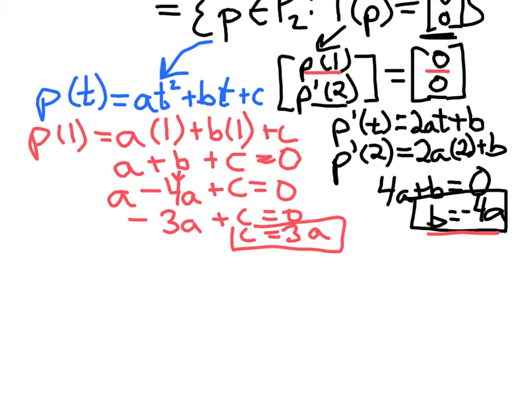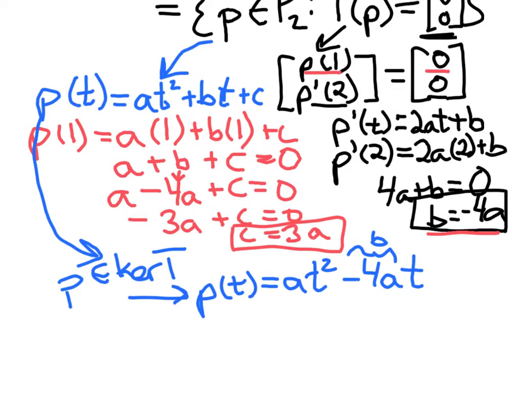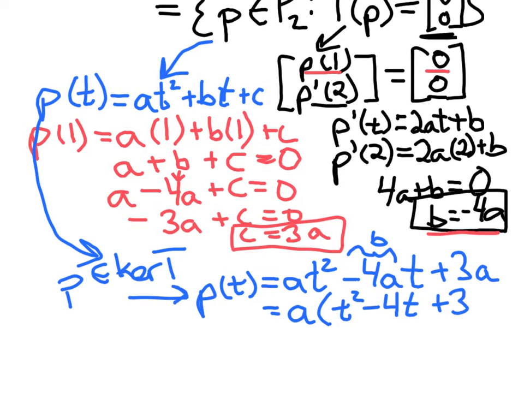And so now every polynomial in the kernel will look like this. If p is in the kernel of T, then based on what we have, p of t has the form a times t squared, b times t, but now we know that b is equal to negative 4a. So negative 4a times t, here we're replacing the b, and then c is equal to 3a. Well, I could write this as a times t squared minus 4t plus 3. I'm just factoring out the a here.